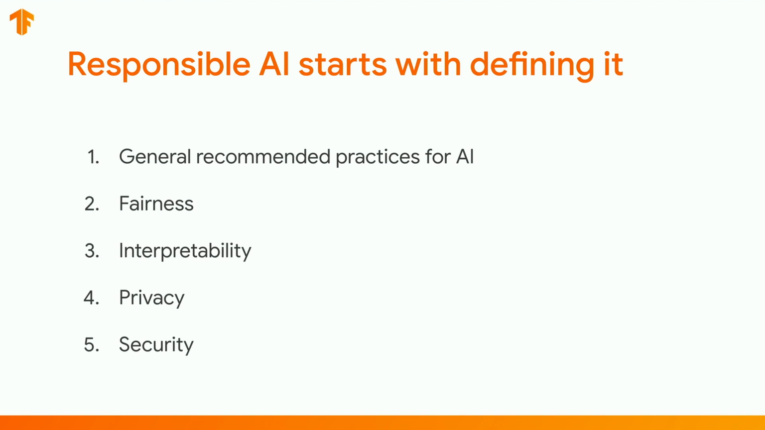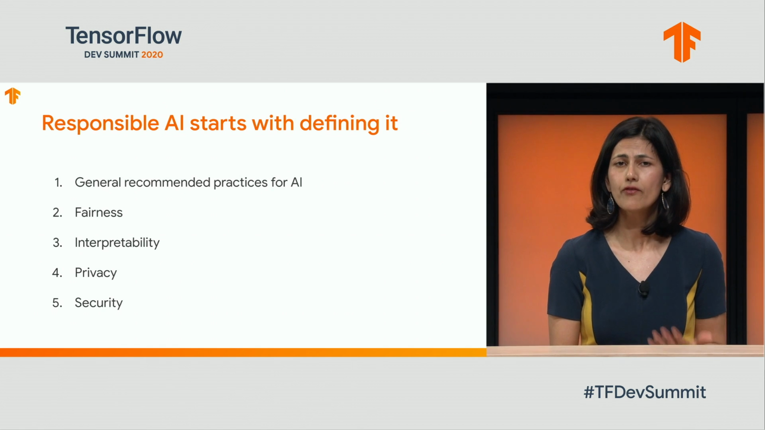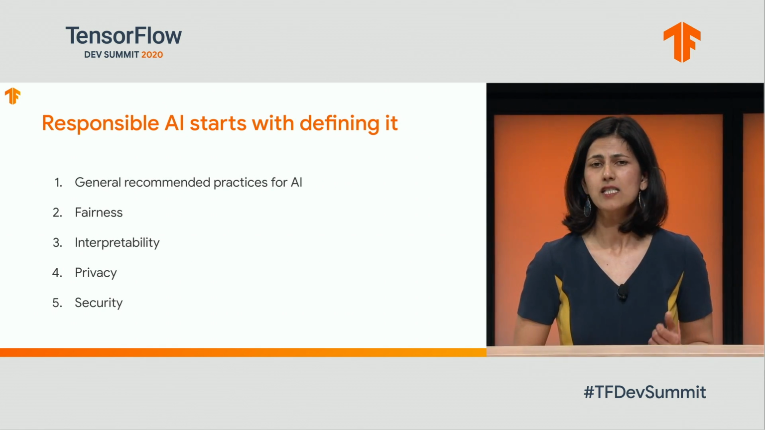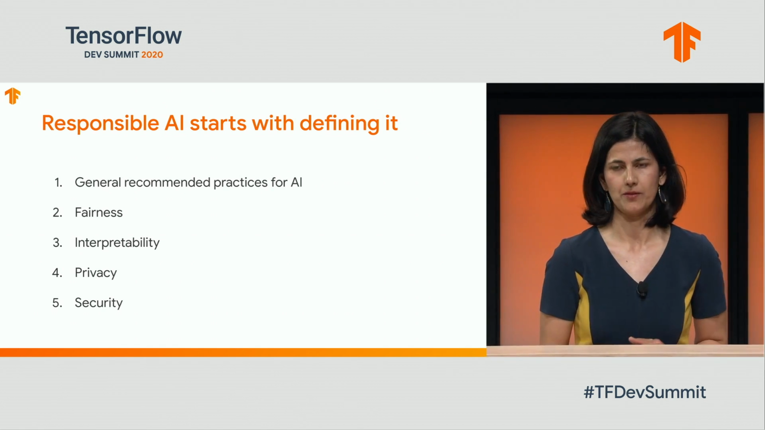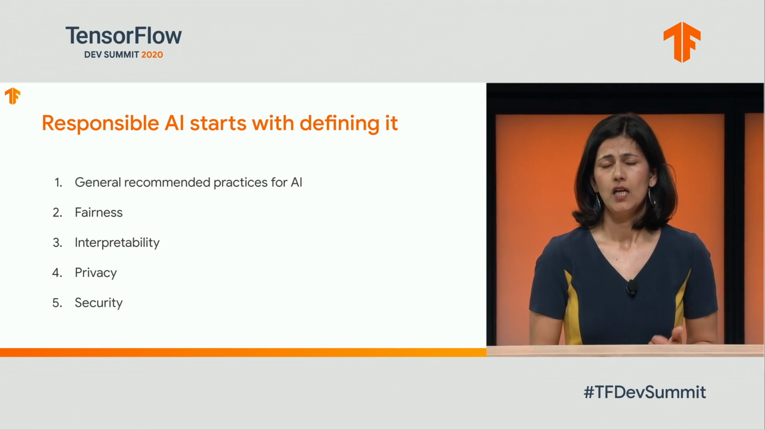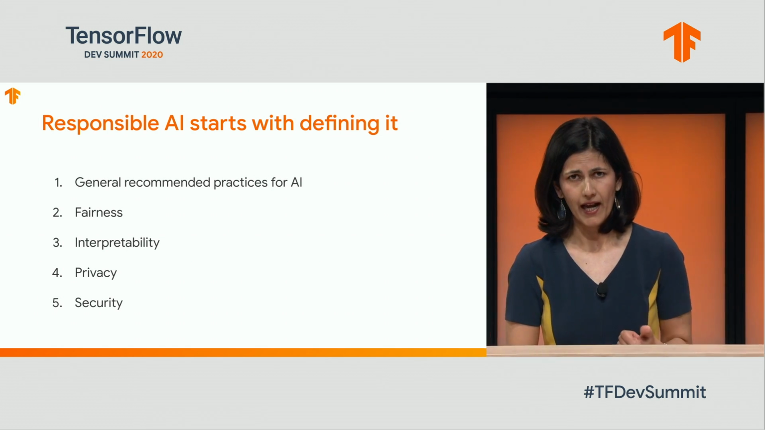However, we have to do this responsibly. Now, to us, in TensorFlow, the way we define responsible AI is based on a 5-pillar strategy. Number 1, general recommended practices for AI.